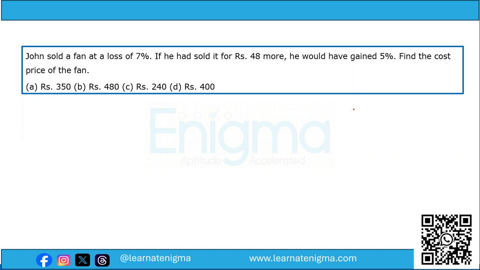John sold a fan at a loss of 7%. If he had sold it for rupees 48 more, he would have gained 5%. Find the cost price of the fan.